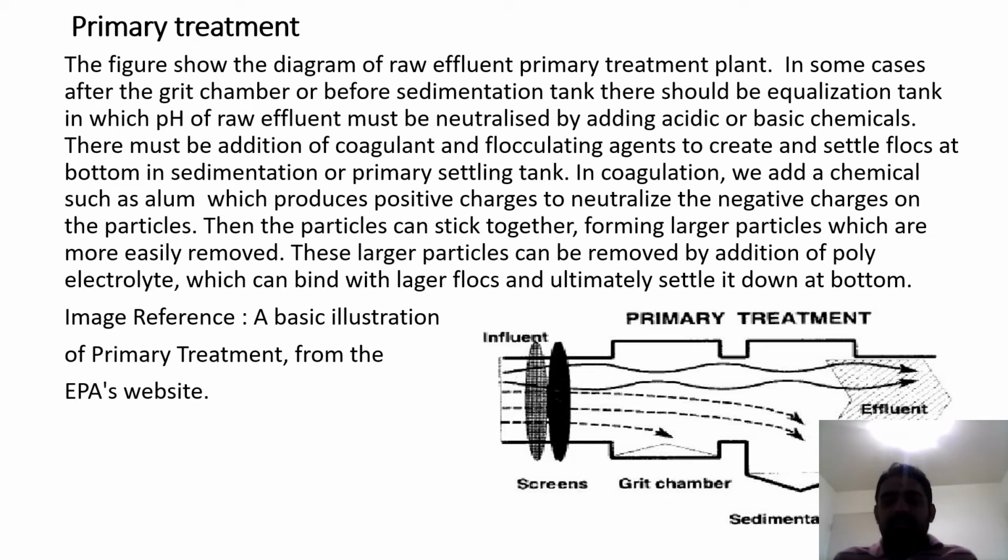These flocks are too light in the aqueous form, so to make these flocks heavier and settle them at the bottom, a flocculating agent is added. Examples of flocculating agents are polyelectrolytes, which can bind with these flocks, make larger flocks, and make them settle at the bottom, which is shown in the figure at the sedimentation tank. The water that is effluent from the surface goes for further treatment in the aerobic treatment, that is the activated sludge process.